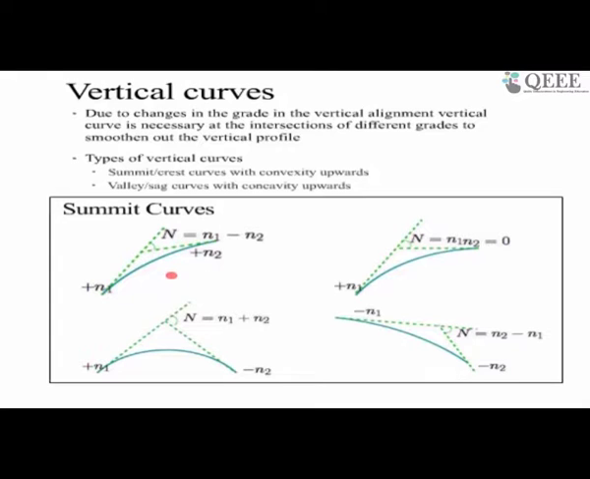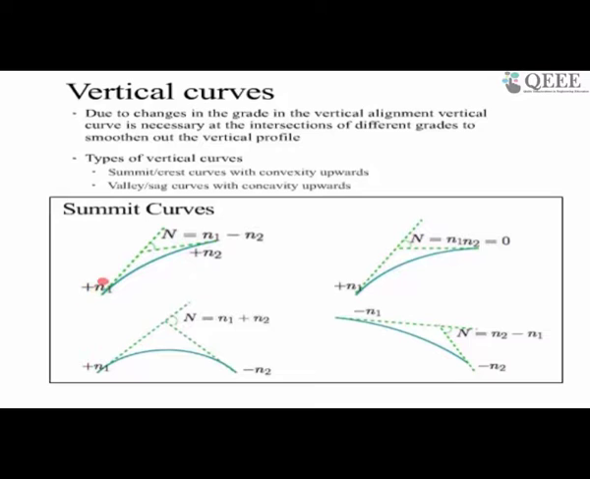Now the change in gradient is always the difference in the gradient from one to another. So the algebraic difference, if that difference is positive, then you are going to get a summit curve. If that difference is negative, you are going to get a valley curve. So here are four examples, the four instances when we are going to get a valley curve or a summit curve.